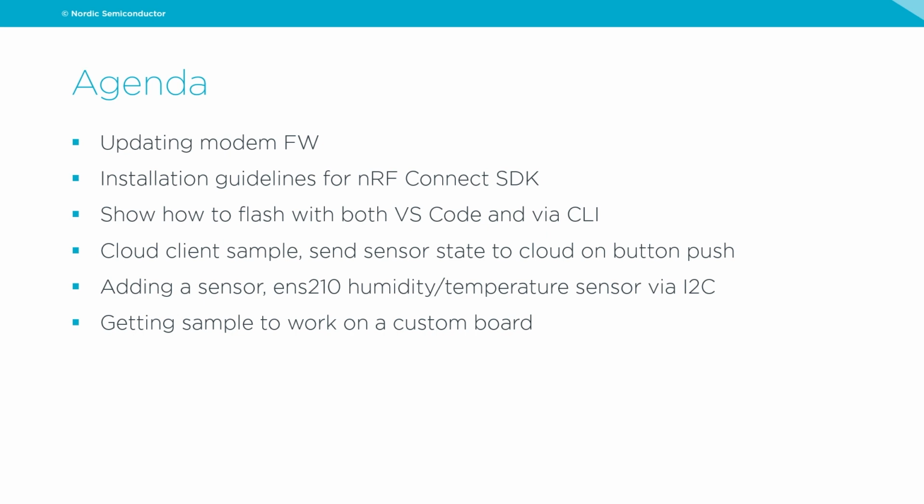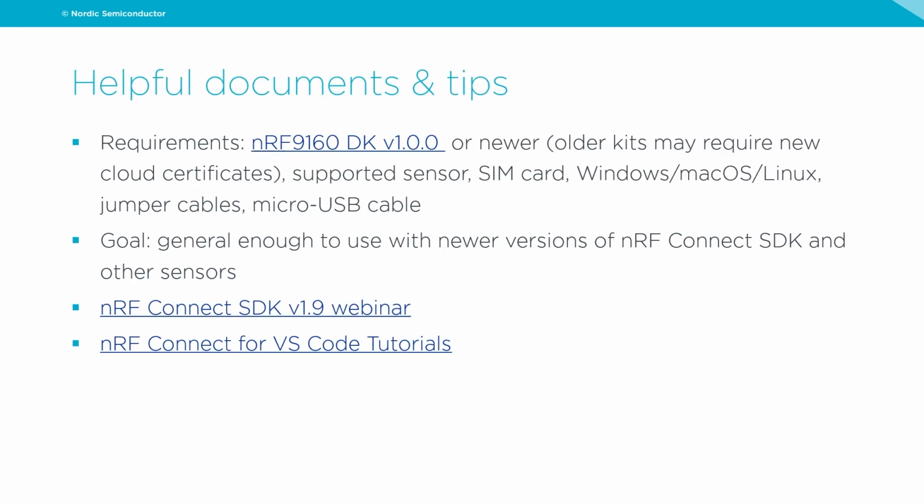We'll of course have to add a sensor for that, and for this I'm using the AMS ENS210 humidity temperature sensor, where the data is being fetched via I2C. And last but not least, if I have time, we'll take a quick look at how to get the sample to work on a custom board.